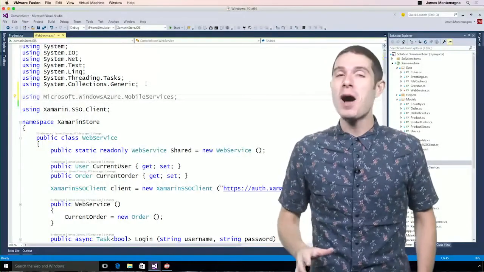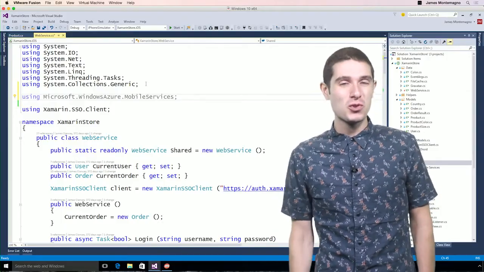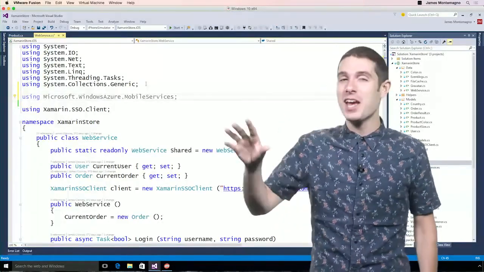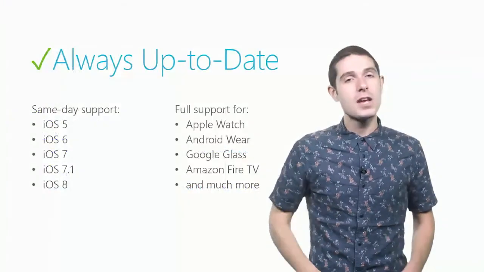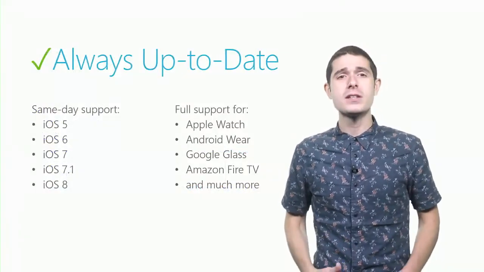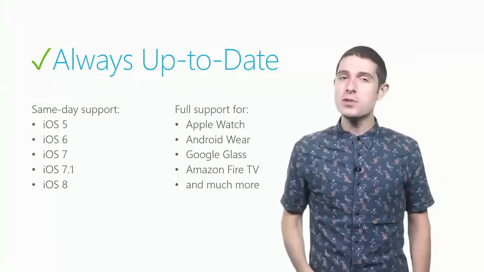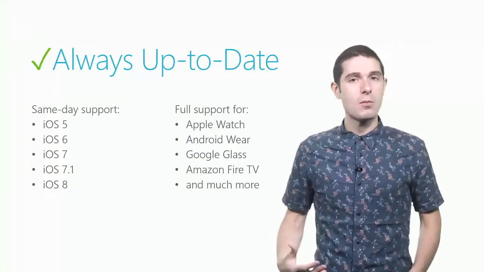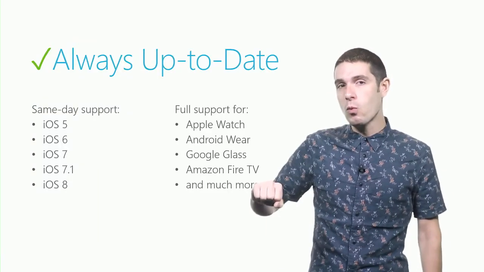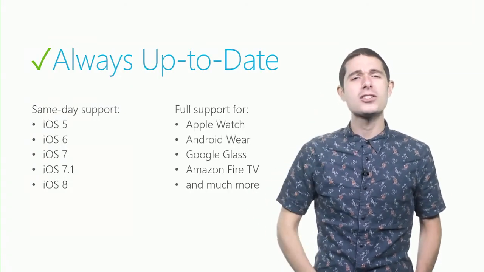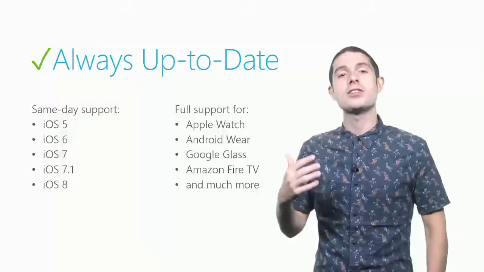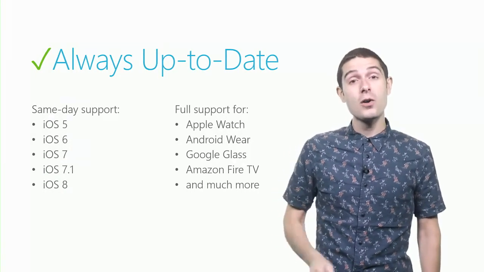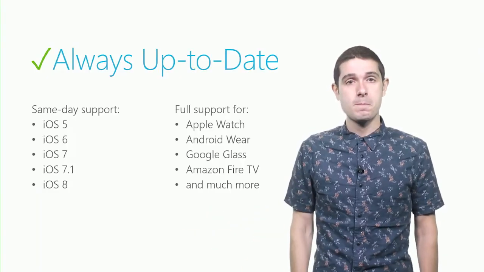Now, we just took a look at some popular code sharing strategies inside of Visual Studio 2015 with Xamarin to share code across iOS, Android, and Windows. And with Xamarin, you're always up to date with the latest and greatest technology. We've been shipping same-day support for iOS since iOS 5, and it's not just about phones and tablets anymore. We also have full support for Apple Watch, Android Wear, Google Glass, and all the great Amazon devices such as Fire TV, enabling you to take your C# and .NET code to brand new emerging devices.